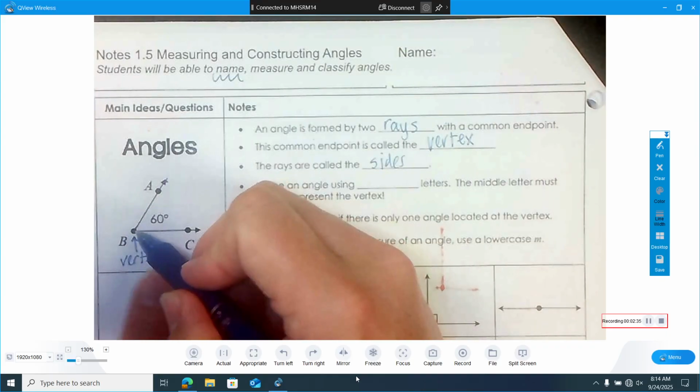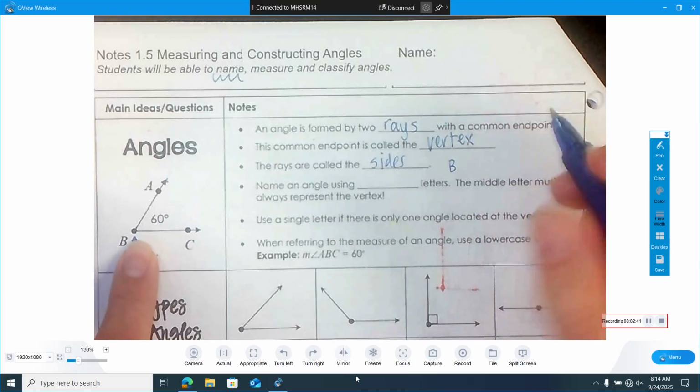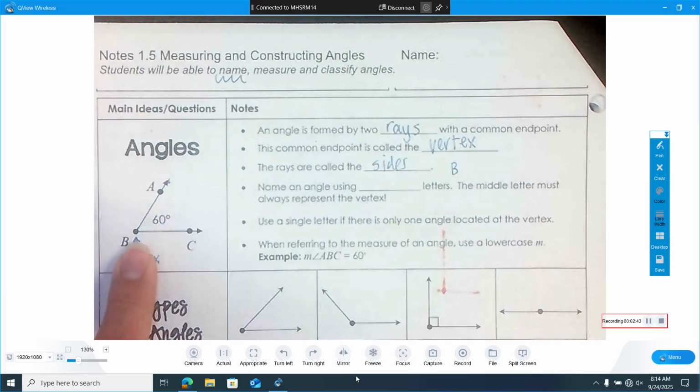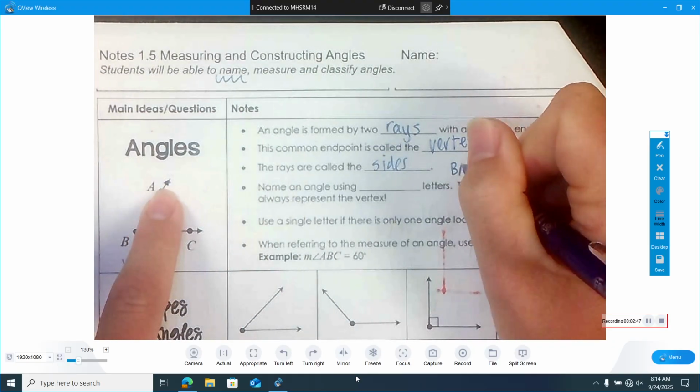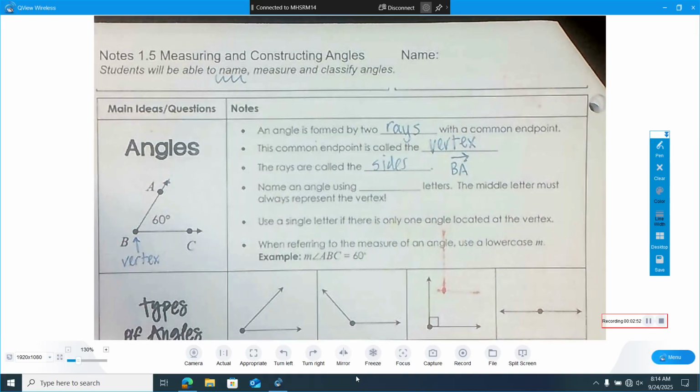And so we have here, this is ray BA. So the way that we denote that is the initial point is B. That's where it begins from. Where does the ray start from? It starts at B. It passes through A. And the symbol is simply an arrow pointing to the right.